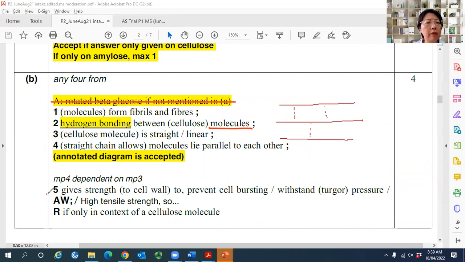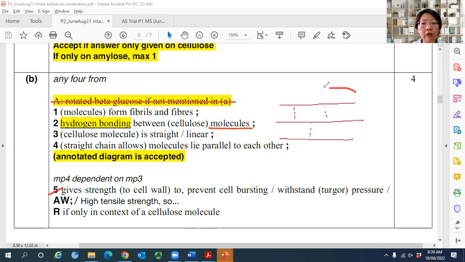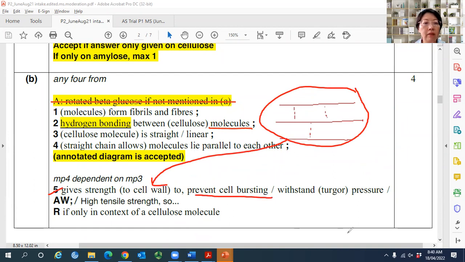The point number 5 is, once the cellulose molecules are arranged in this way, this structure will give strength to the cell wall. If you just say cellulose gives strength to the cell wall, I will not give you the mark, because this marking point depends on the earlier points. After you mention those, only then you say that it provides strength to the cell wall and prevents the cell from bursting.